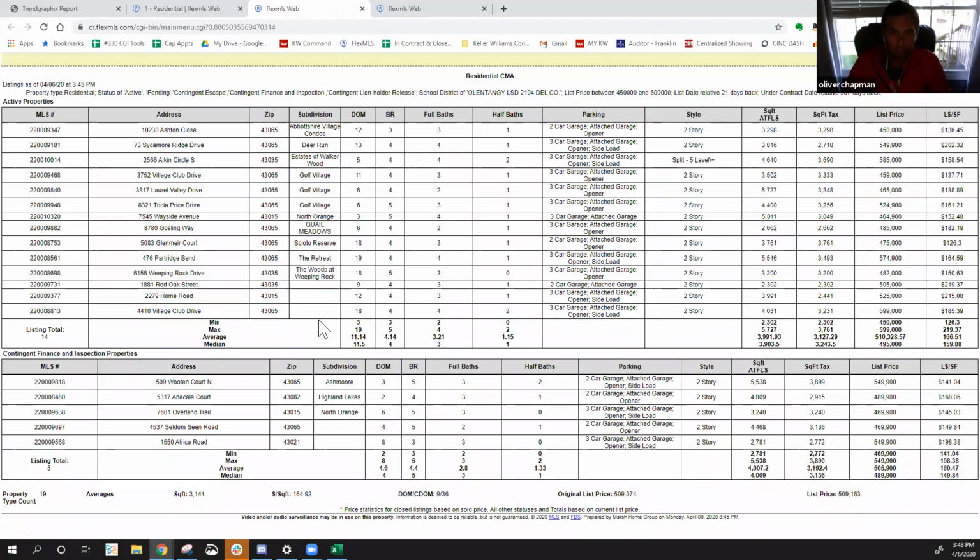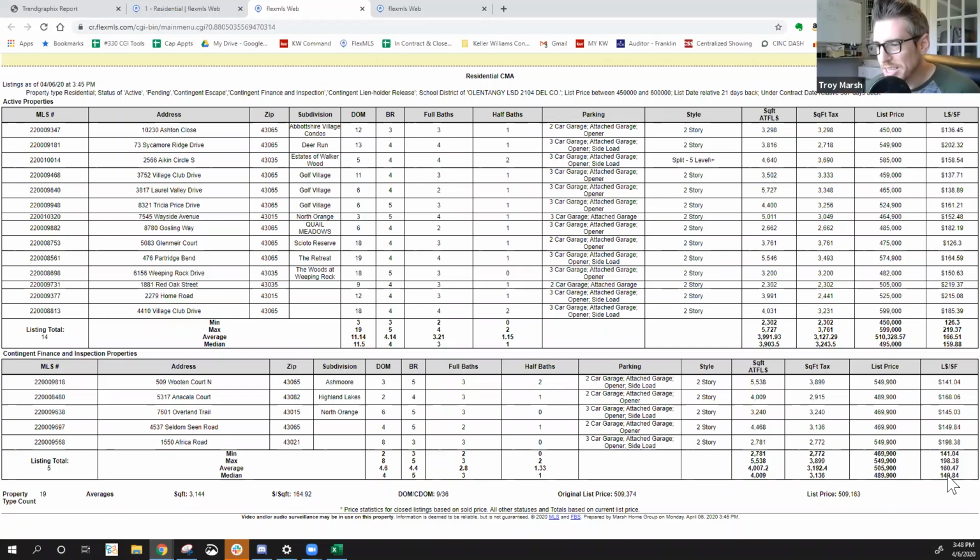Here's what I'm looking at. Look, everything that's active, still, the median price point is not any different than what's in contract. What is different is the list price to square footage. So they're about $10 per square foot higher. The ones sitting on the market are $159, and the ones that are in contract $149. But that's a $30,000 difference.